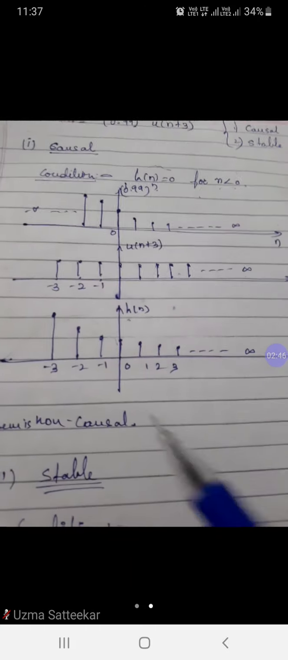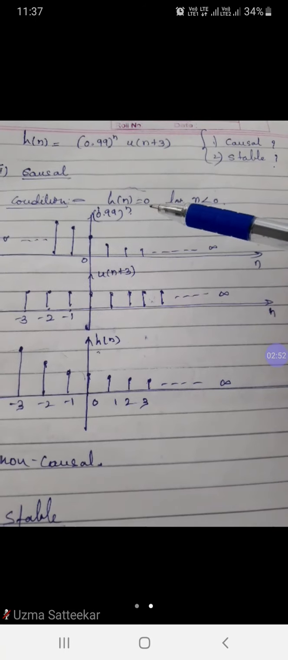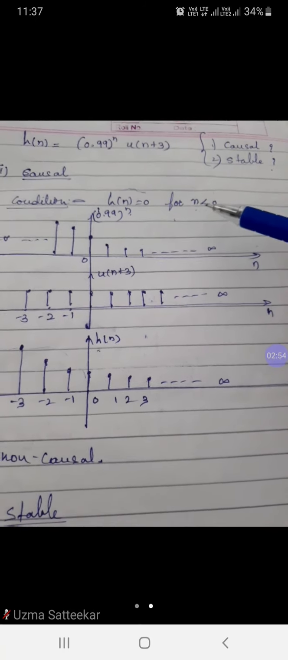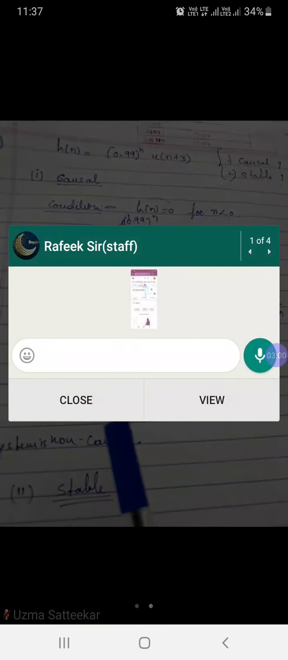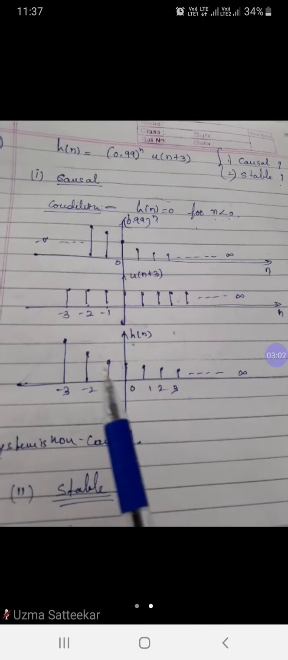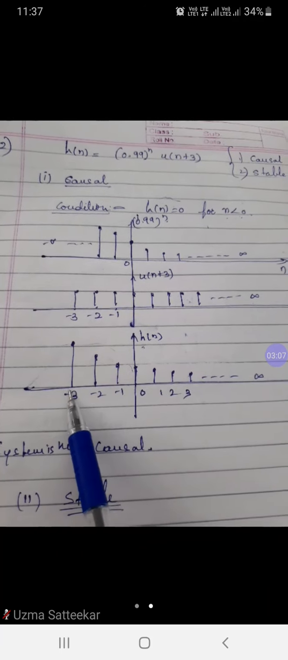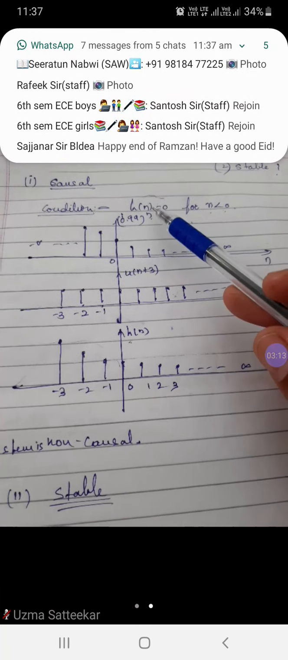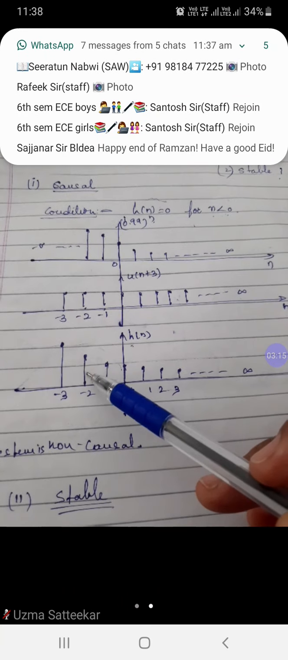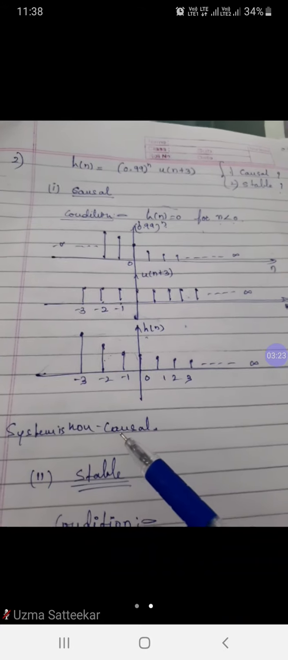So what observation can we make from h of n? Condition for causality is h of n should be 0, that is, you should not get any value for n less than 0. On the left hand side, you should not get any value. But if you see on the left hand side, you have three samples here. So this condition is not getting satisfied. Your impulse response has a certain value for n less than 0. It means that the given system is non-causal. It is not a causal system.